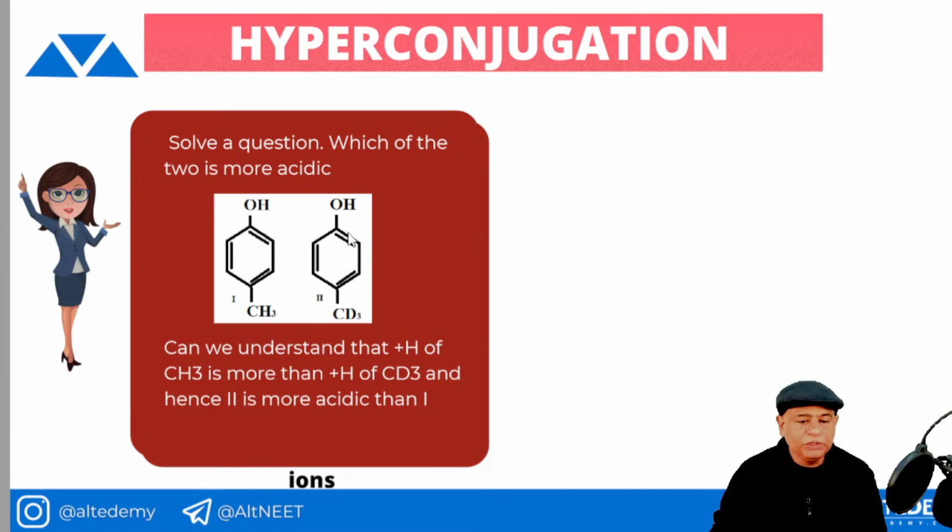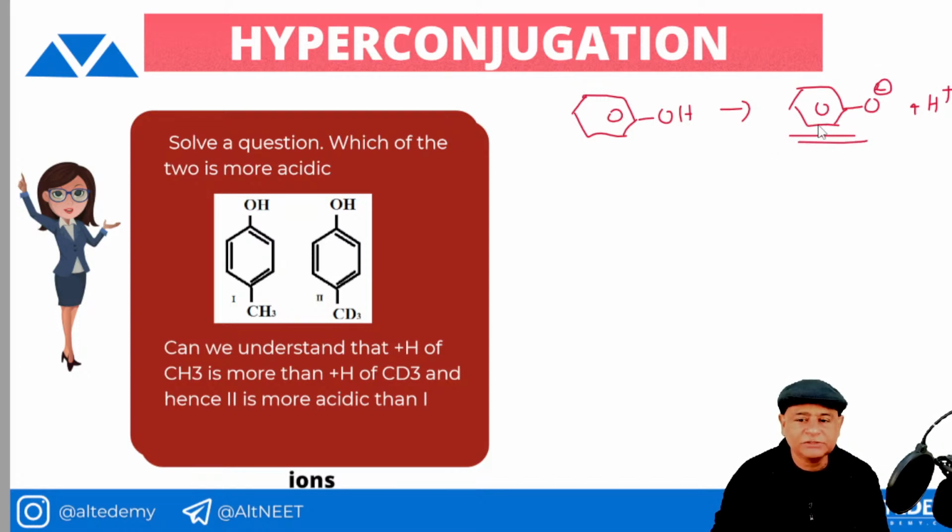Now, which is more acidic? Look, when a phenol shows its acidic behavior, we can easily understand that there will be a phenoxide ion, and it will be losing one H plus. Now, we will talk about the stability of this phenoxide ion. What do you think?